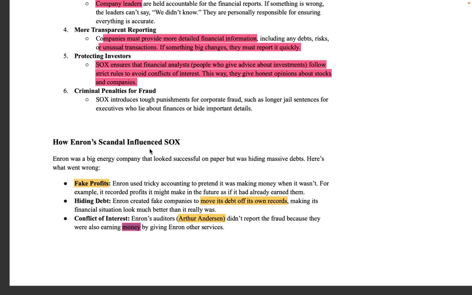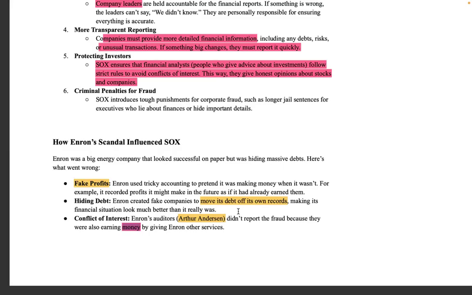So essentially what Enron did is they made these special purpose entities, or you could call them shell companies, and it would move its debt off of its own records into the records of the special purpose entities. Now, what this did was it made Enron seem a lot less leveraged than it actually was, and it showed a much better financial position to stakeholders.